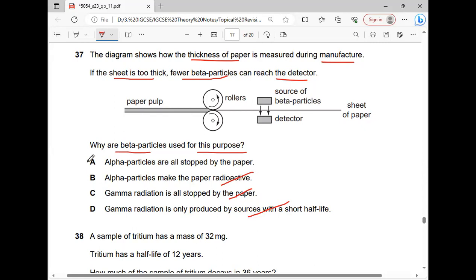Alpha particles are stopped by the paper. So alpha particles can be stopped by paper or a thin plastic sheet or the skin. So this is the reason we use beta particles. Option A is the correct answer.